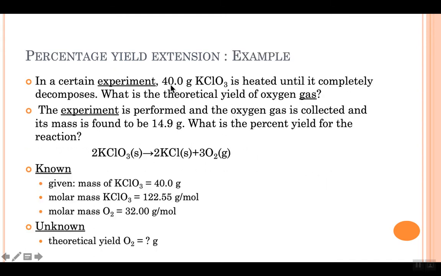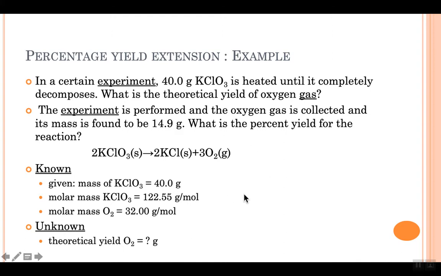Let's say that we've got 40 grams of potassium chlorate. Don't worry, you don't need to name that, but that's what it's called. And we heat it until it completely decomposes, which means it breaks down to make two products. And one of those products is oxygen. Okay? And we want to know, first of all, what's the theoretical yield of the oxygen gas? And then, assuming we actually did it, and we actually got 14.9 grams, what's the percentage yield?